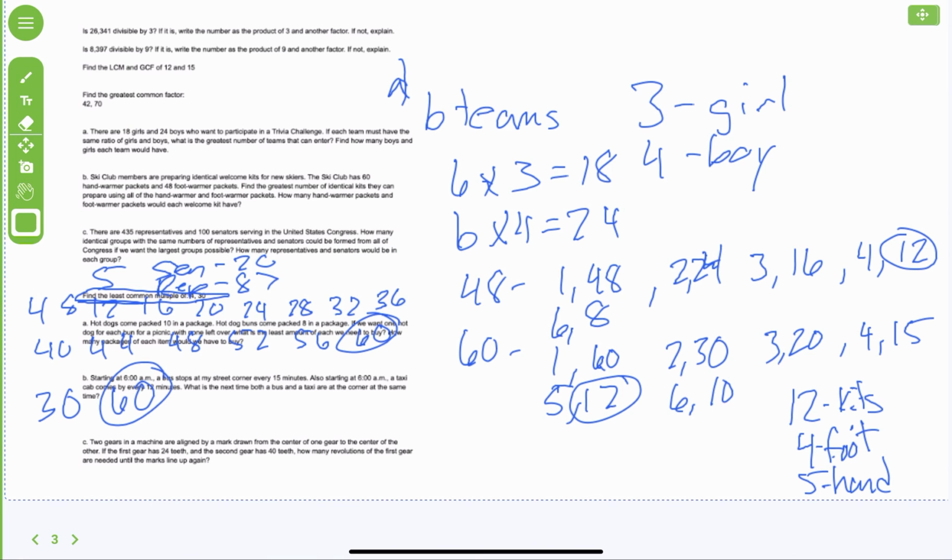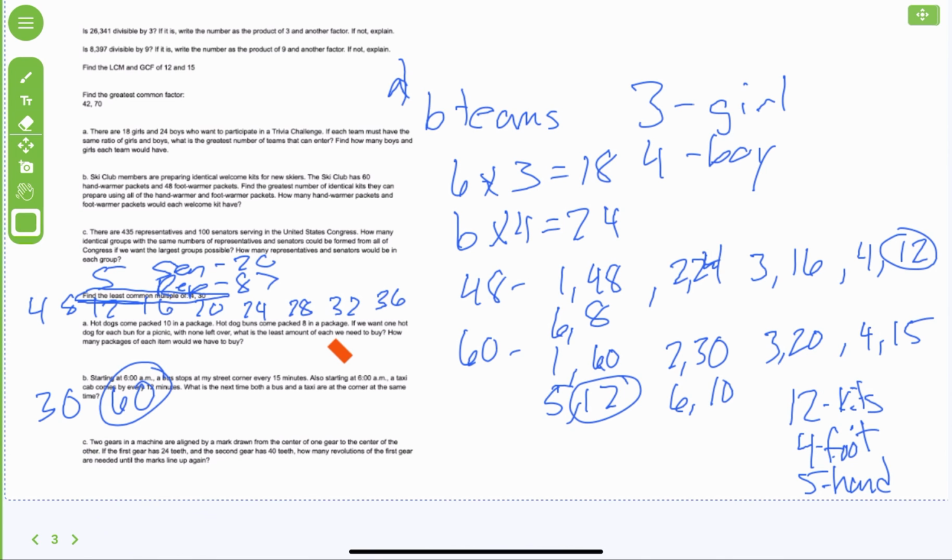Okay? Now, this wants us to find hot dog packets. Hot dogs come packed 10 in a package. Hot dog buns come packed 8 in a package. If we want 1 hot dog for each bun for a picnic, with none left over, what is the least amount of each we can buy? How many packages of each of them would we have to buy?